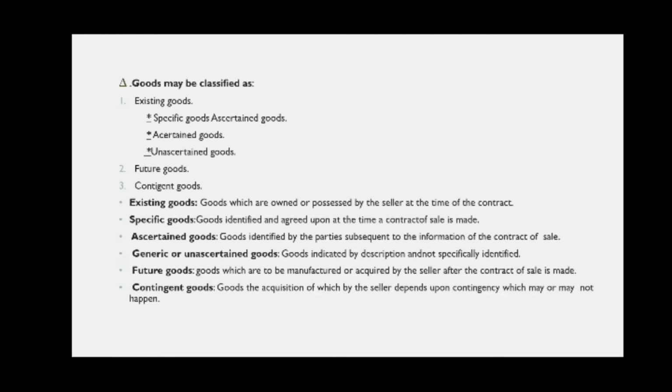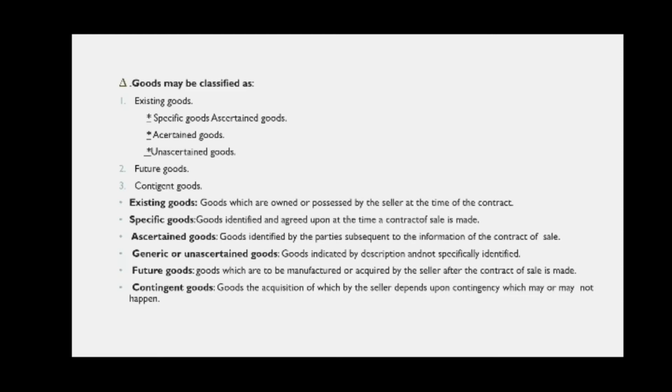Ascertained goods are goods identified by the parties subsequent to the formation of the contract of sale. The identification takes place at a later date. Example, if a rice dealer agrees to supply one bag of rice from his godown to a buyer, it is a sale of unascertained goods because it is not known which bag will be delivered. When a particular bag is noted and marked for delivery, it becomes ascertained goods.